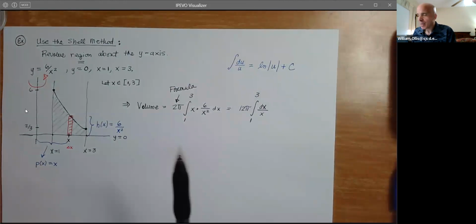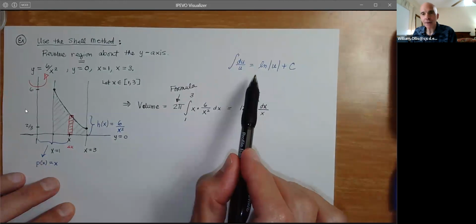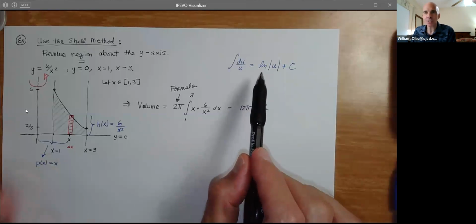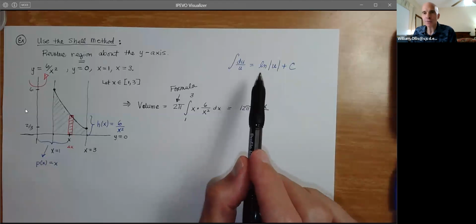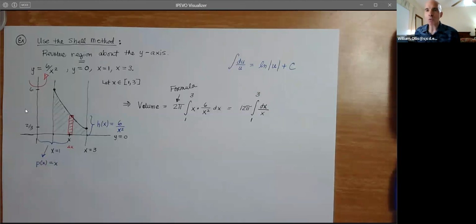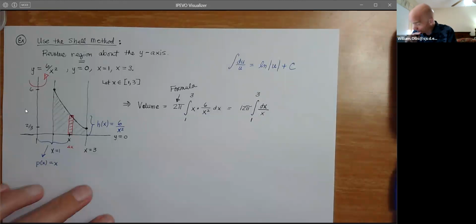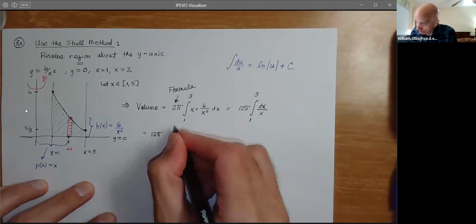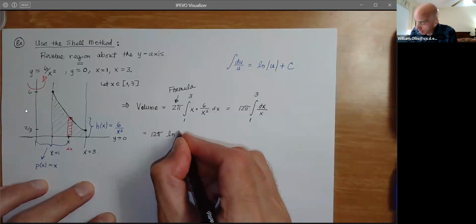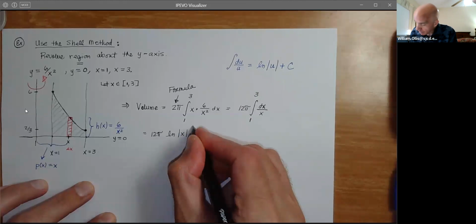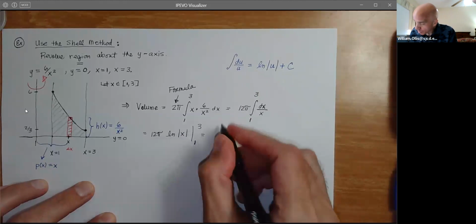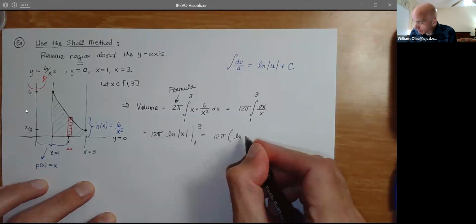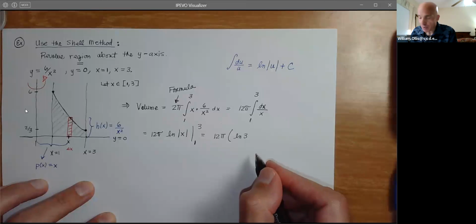And again, we see that this filled in the gap from the power rule. So we had to find something. I mean, students are always frustrated. It's like once we get to this point where we can fill in that gap, they feel better. So now we have 12 pi, and we have the natural log of the absolute value of x from 1 to 3. So this gives us 12 pi, natural log of 3. We don't need the absolute value.